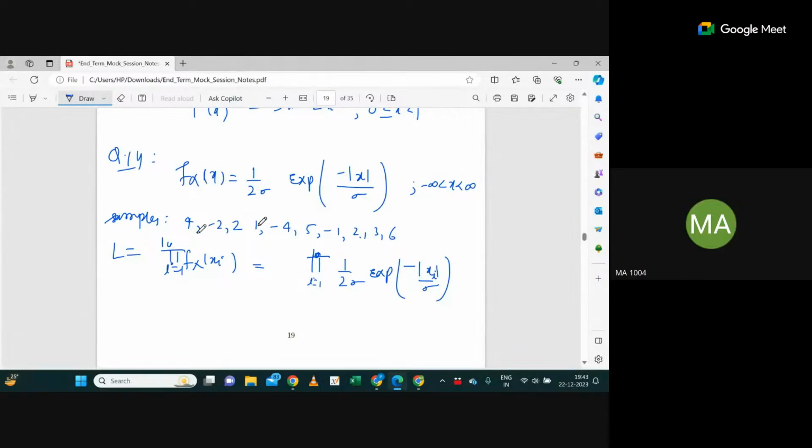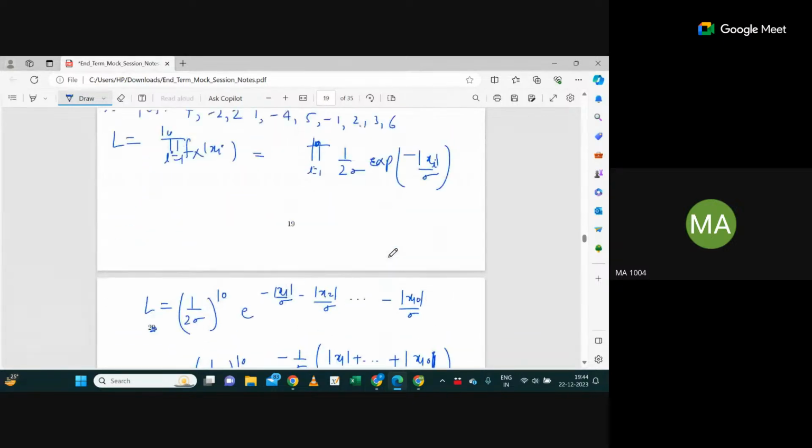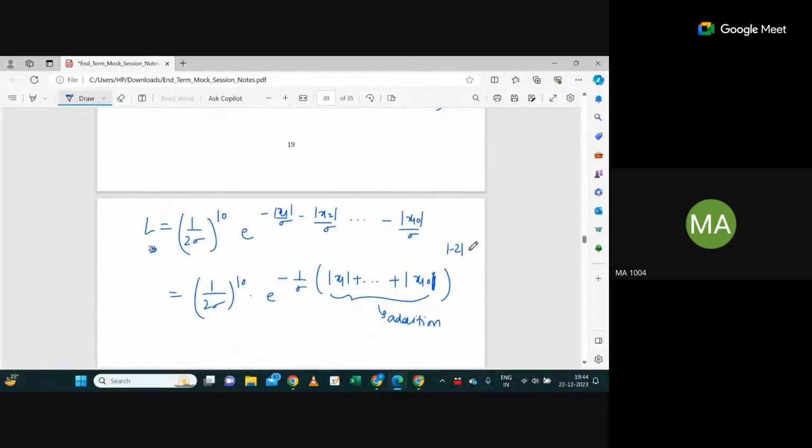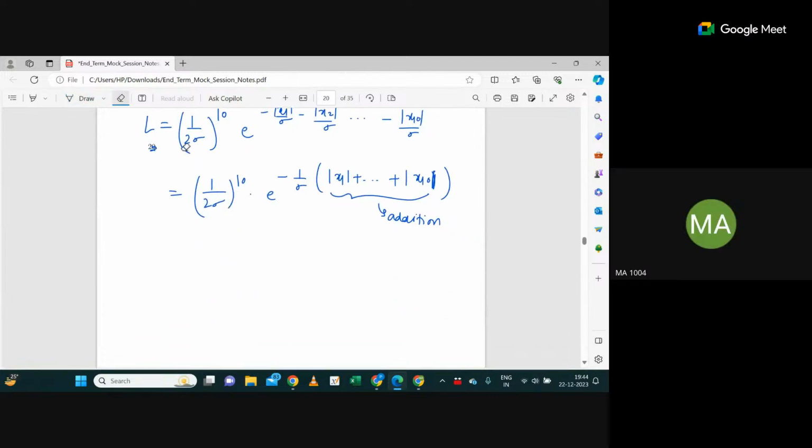Correct. Then what is this total? 4, 6, 8, 9, 18, 19, 21, and 30, right? Why am I ignoring the minus sign? Because if you write minus 2, the modulus means 2. So it will be 1 by 2 sigma raised to the power 10 times e raised to the power minus 30 by sigma. So far so good.